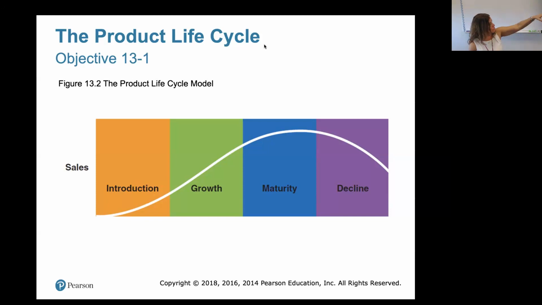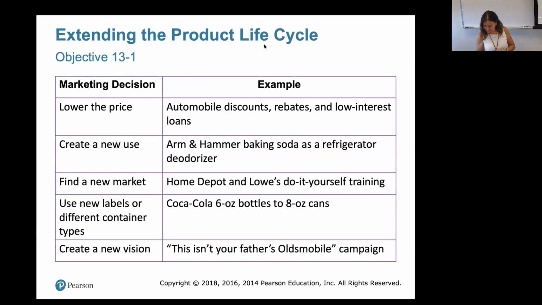There are certain decisions you need to make when you get into the decline stage. Do you want to keep the product by re-innovating it, adding some other features to it? Maybe you can change it so you can tap into a different market. Maybe you can just let it die, right? So those are decisions that companies make.